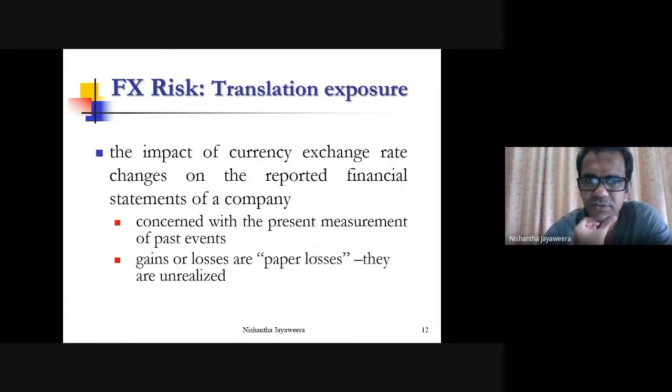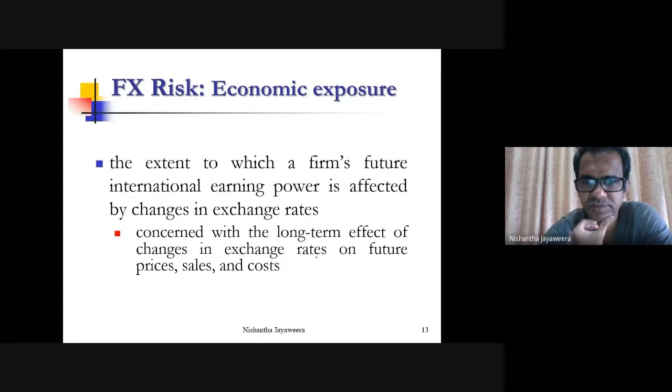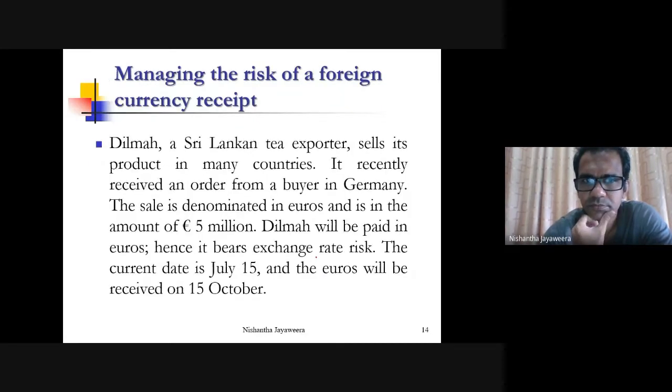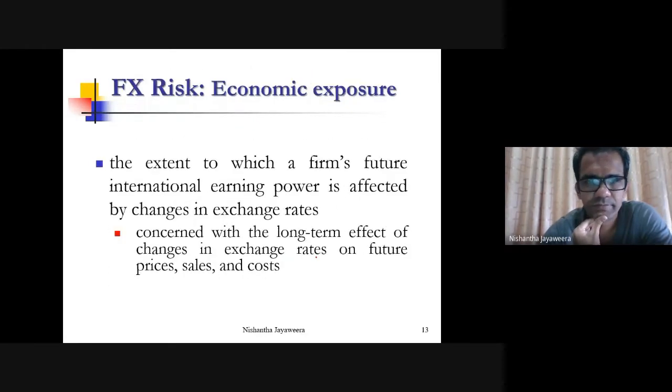In these few slides, I have explained what those exposures are. Any questions?